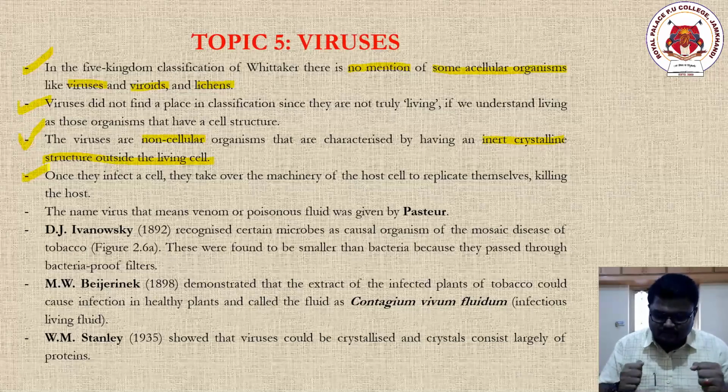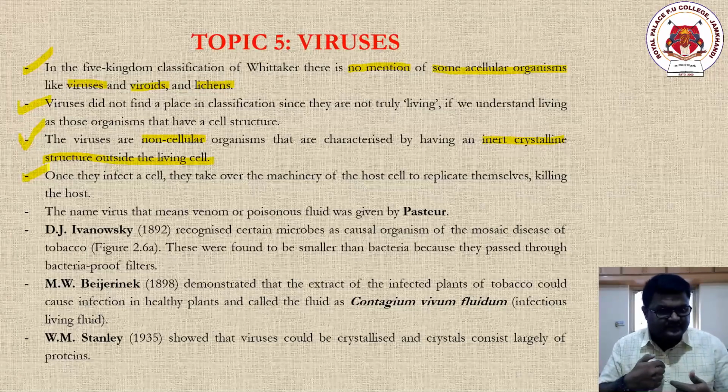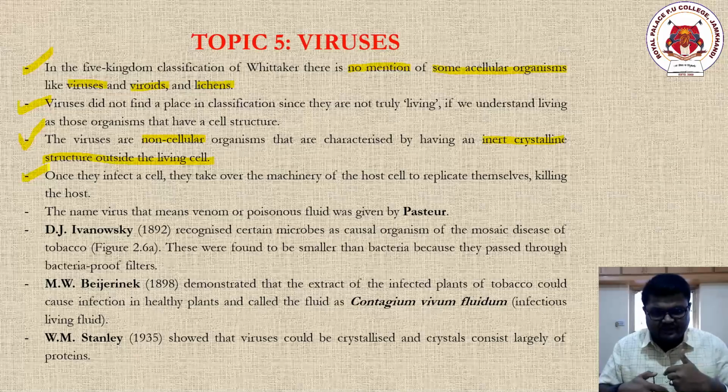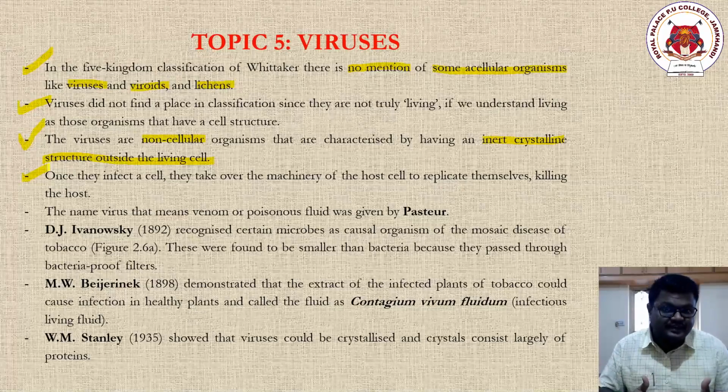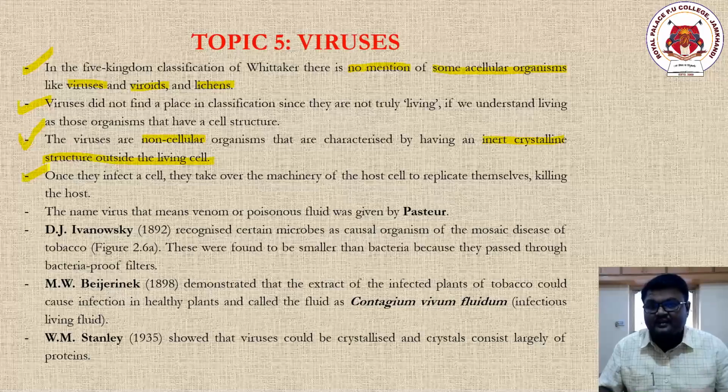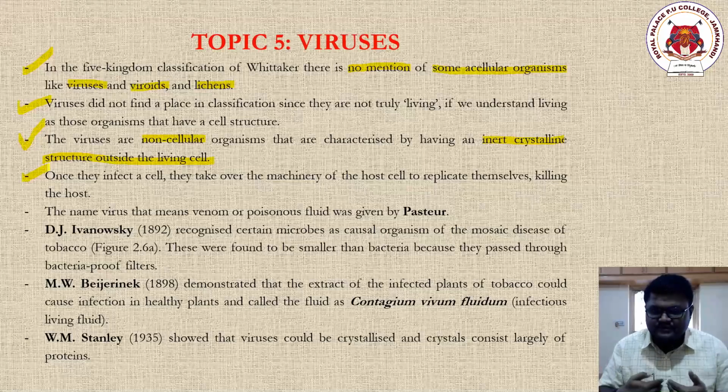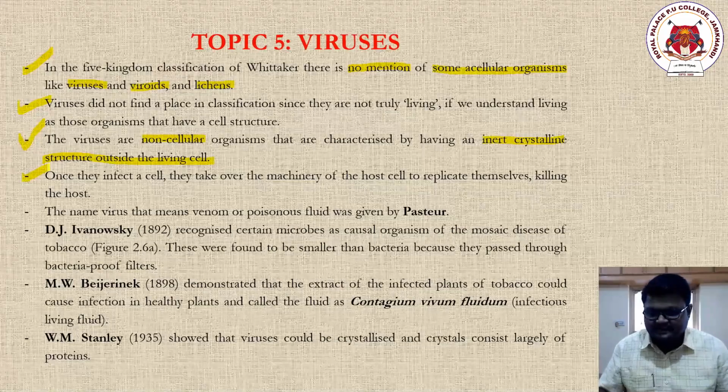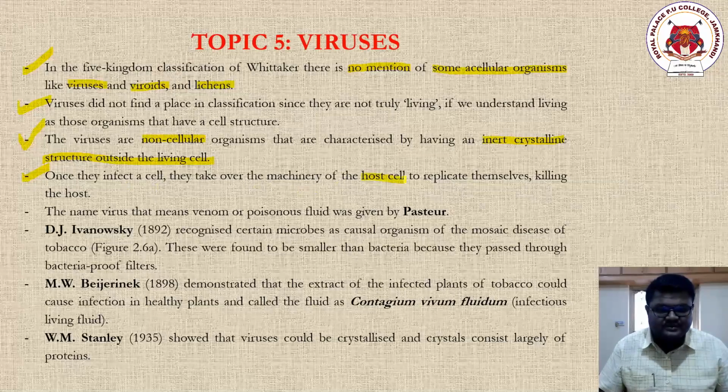It has that potential: if it enters into my body, into one of the cells of my body, then inside the cell, after some time, it understands the environment and converts that particular machinery, that is the DNA, into its own DNA. It infects the cells, kills the cells, starts producing its own offspring, and the number of viruses increases. They infect a number of other living cells, thereby destroying the complete immune system of that individual, and in the end it kills the host. Okay, students, so that's why they say that once they infect a cell, they take over the machinery of the host cell to replicate themselves, killing the host.